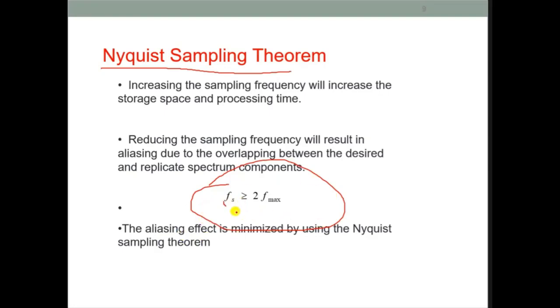Technically, it has to be actually higher than 2 f max. Means that when you are doing your field work and you are taking data and you need to sample, normally, depending on what type of signal that you want to take, it will be far more than 2 times the maximum frequency.